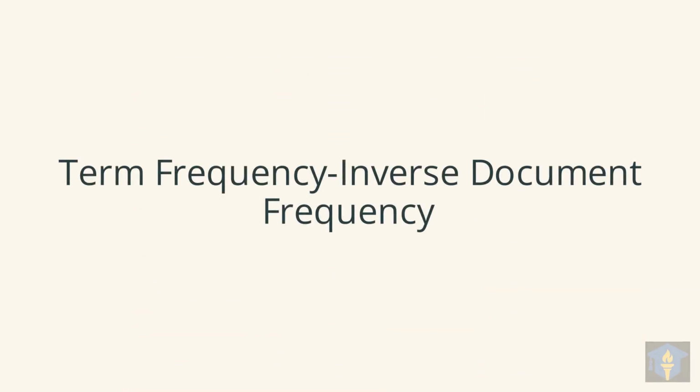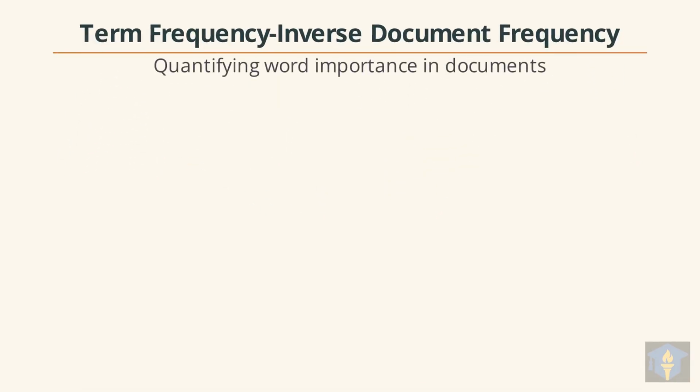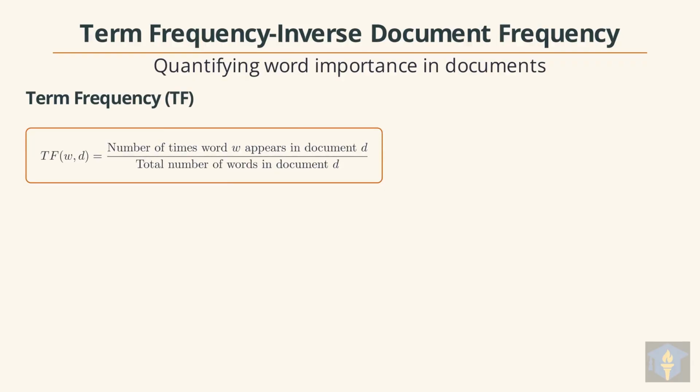Now, let's dive into calculating TF-IDF, a crucial technique for understanding word importance in documents. Term frequency, or TF, measures how often a specific term appears in a particular document. Inverse document frequency, or IDF, assesses how unique or important a term is across all documents. The TF-IDF score combines these two measures to highlight words most relevant to a specific document.